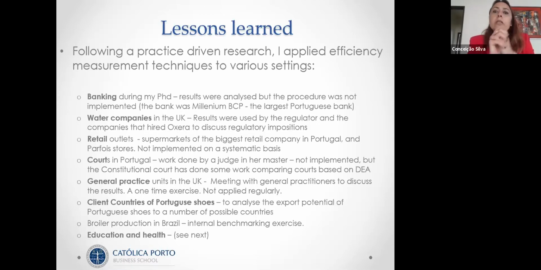What I would like to point out here is that in all these cases, what I was doing is some benchmarking, comparing countries, doing some benchmarking exercise for banks, for water companies, and so on. The problem is that most of these exercises are done from a research-based perspective. They are done with the cooperation of the companies, but then they are a one-time exercise. They don't implement this systematically in their day-to-day activities and in their decision-making process. And I think this is a pity because companies could gain a lot from including these sorts of benchmarking exercises in their day-to-day decision-making processes.